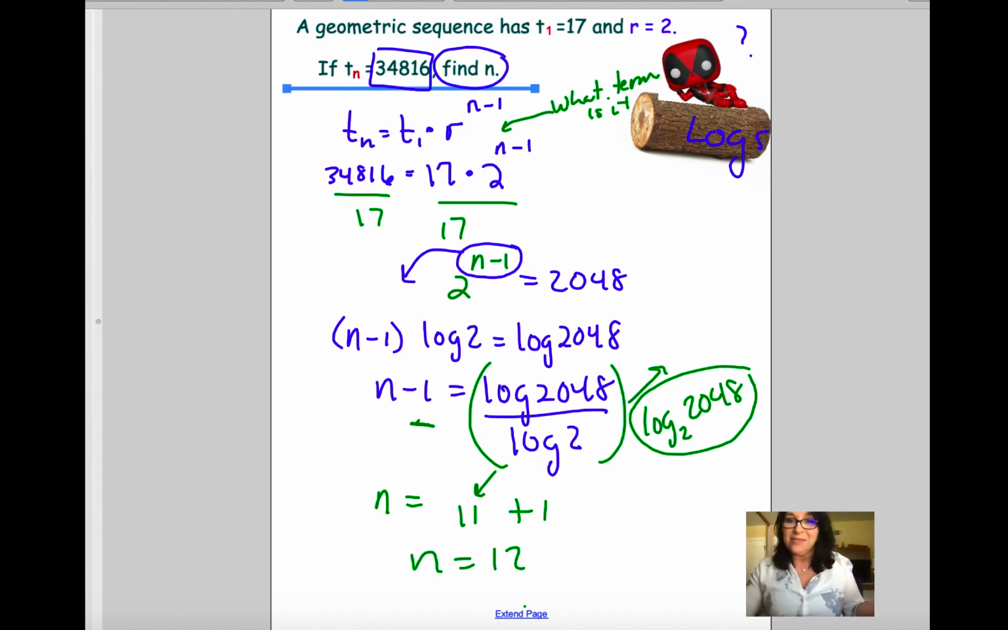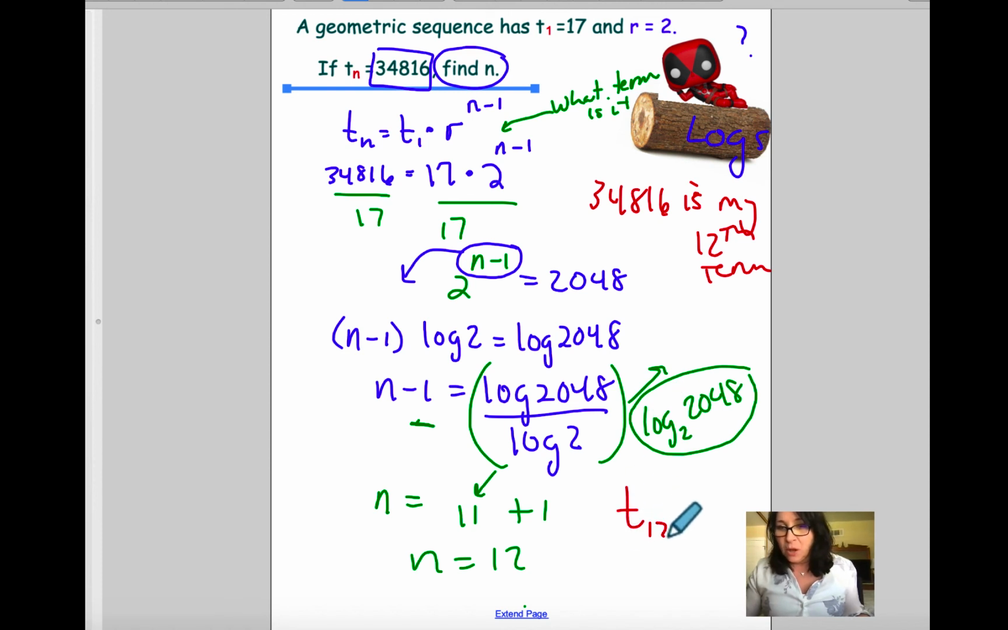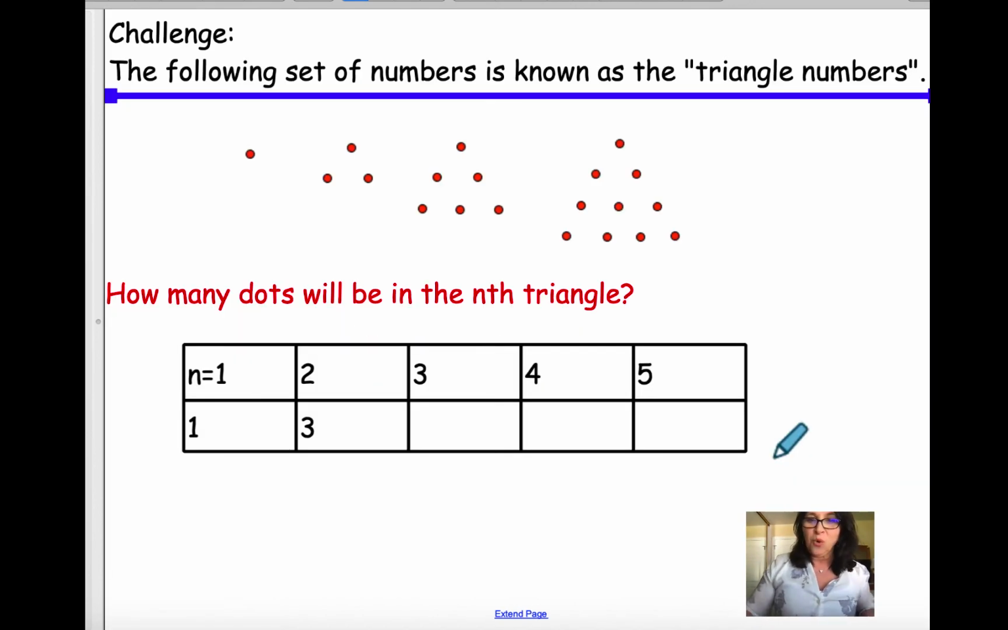So that means, in conclusion, that 34,816 is my 12th term. That's what it means. You could write it like this: T of 12 is equal to 34,816, like that. Cool.